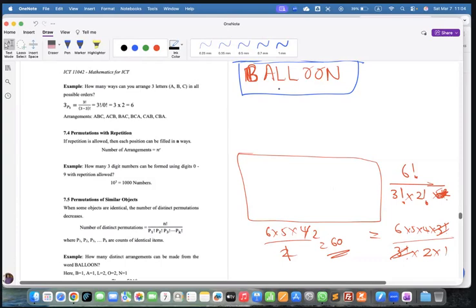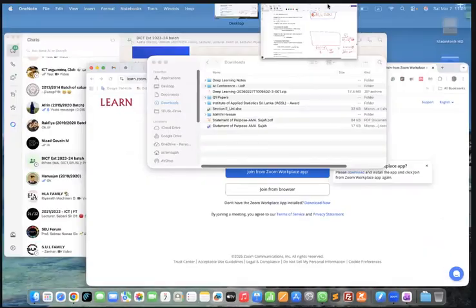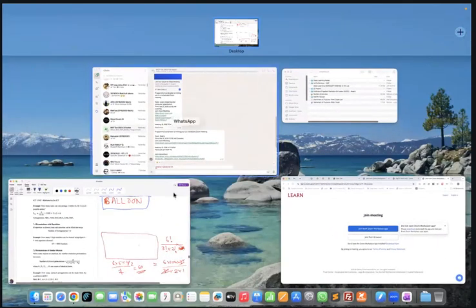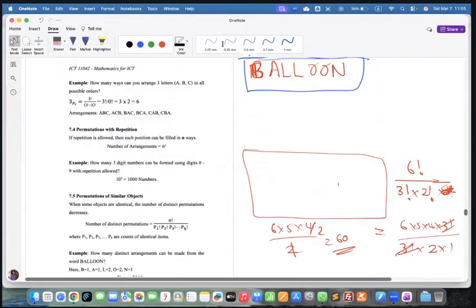Maybe if I explain the question in a different way: you need to utilize the letters of the word balloon and make 7-letter words. How many 7-letter words can we make by utilizing the letters of balloon? Can you tell me the answer? It's 7 factorial. What about others?